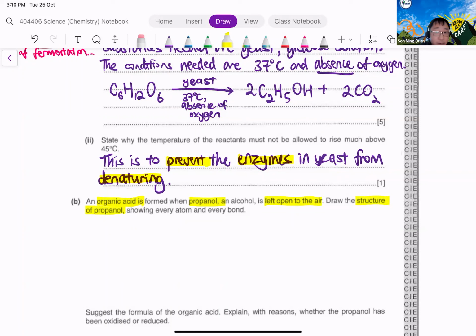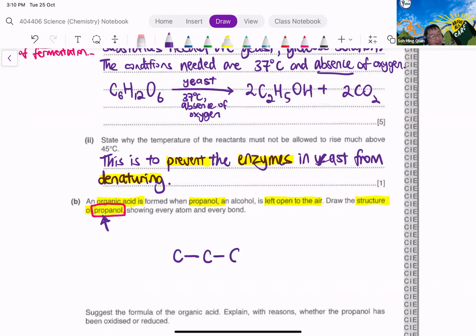Many students, instead of drawing propanol, went to draw the acid that was formed. And usually, the students who make these mistakes are all the A1 students, which was very interesting to me. I don't know why, but they want you to draw propanol. They don't want you to draw the acid. So I'm drawing the alcohol. So part B, the difficulty was most students drew the wrong thing because instead of drawing the alcohol, they went on to draw the acid.